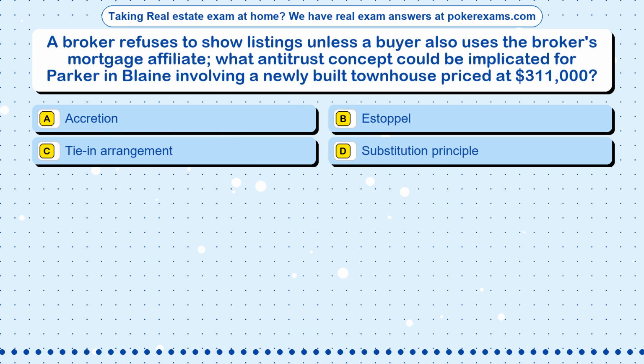Question 87. A broker refuses to show listings unless a buyer also uses the broker's mortgage affiliate. What antitrust concept could be implicated for Parker and Blaine involving a newly built townhouse priced at $311,000? Option A. Accretion. Option B. Estoppel. Option C. Tie-in arrangement. Option D. Substitution principle.